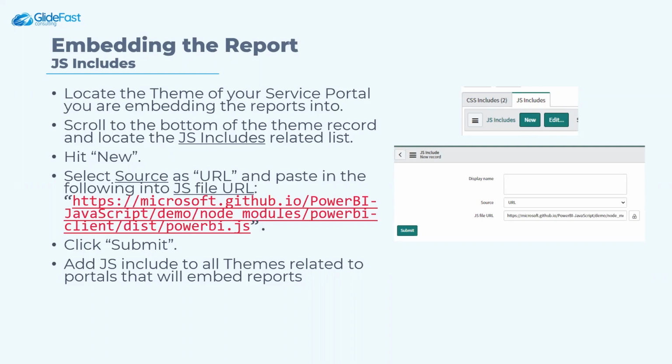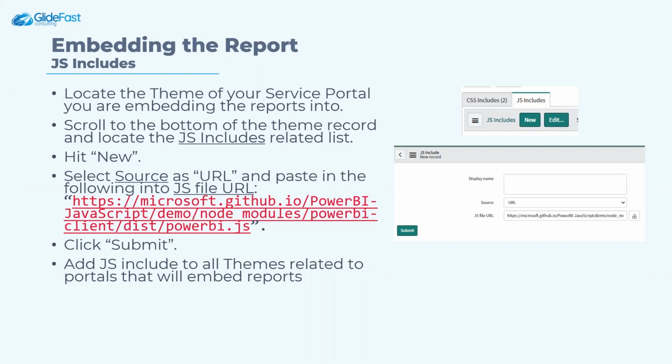In doing that, it basically will give the widget that we are using in portal the ability to make the calls to Power BI and re-display the report in portal. So to create a new JS include, you go to your theme in Service Portal, you scroll down to the bottom, there should be a related list called JS includes, and you're going to create a new one.